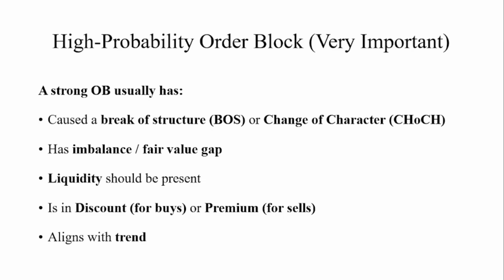Number two, it must have an imbalance. Before saying that a particular zone is valid as an order block, imbalance must be present. Okay. Three, liquidity should be present. Liquidity must have been formed on that particular area you are looking out for to take your trade, or that particular area you see as your order block.